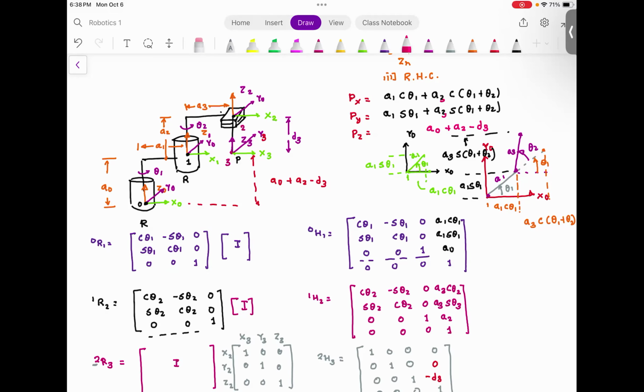D3 is the extension of the cylinder of the prismatic joint. It is some sort of value: you supply theta 1, theta 2, and D3 from the controller. For a SCARA robot, you can visualize the workspace as a cylindrical workspace. So a SCARA robot can reach within the cylindrical workspace.